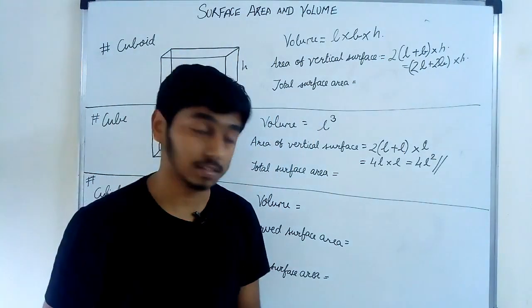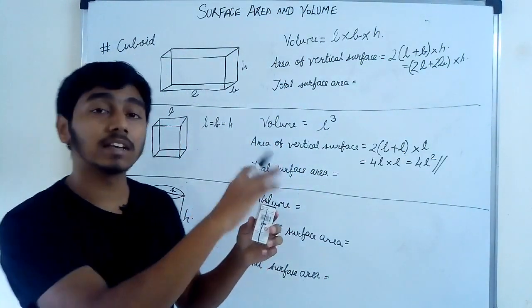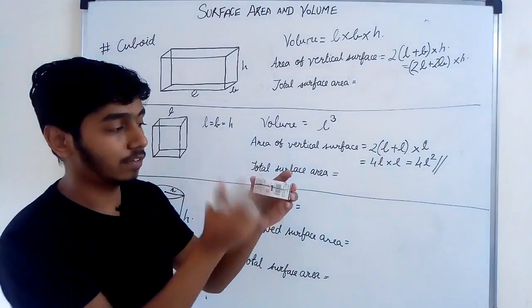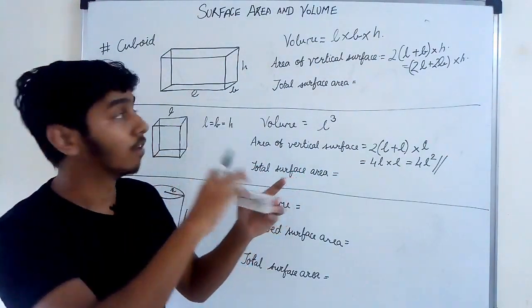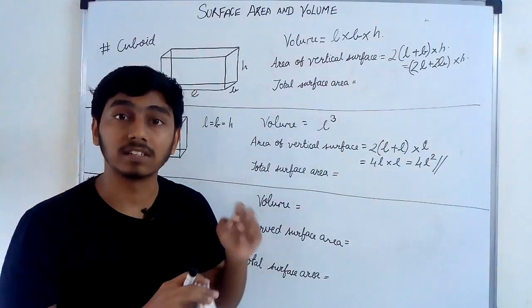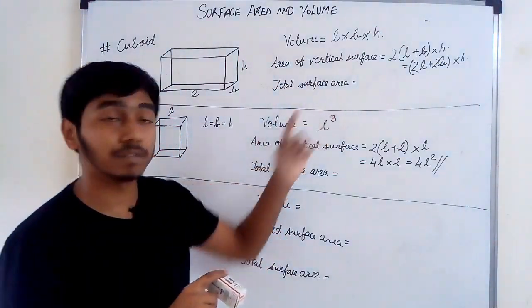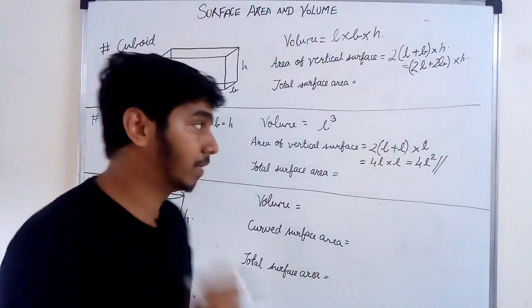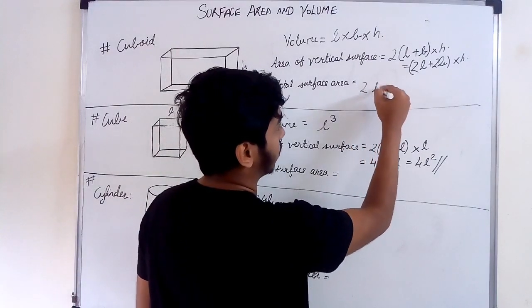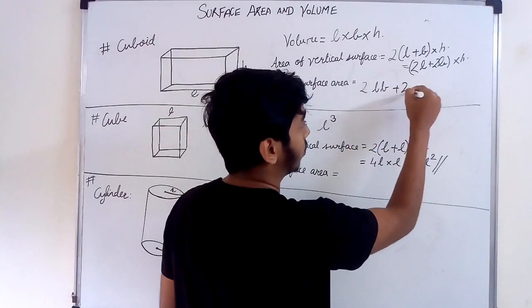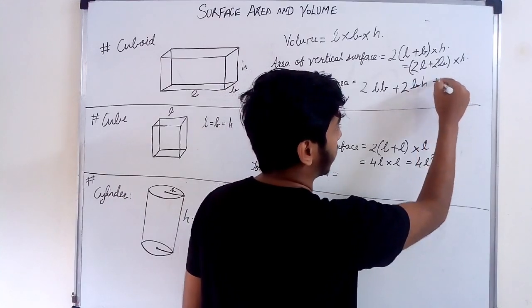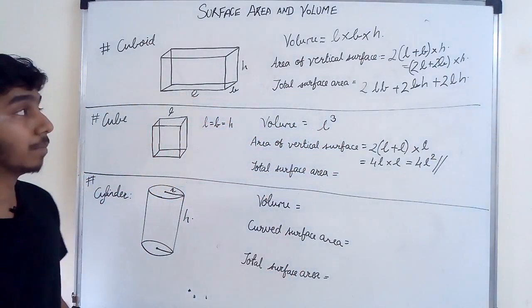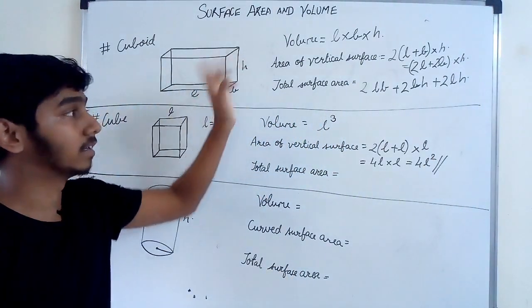Now to find the total surface area, everything is included, all the parts, all the faces actually. There are 6 faces: 1, 2, 3, 4, 5 and 6. For finding the area of the vertical surface, we considered only 4, but for the total surface, we'll consider all 6. And that is given by 2 into length into breadth plus 2 into breadth into height plus 2 into length into height. That means length, breadth, height is given to us.